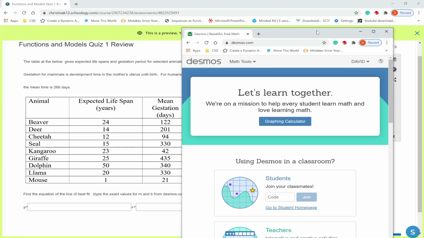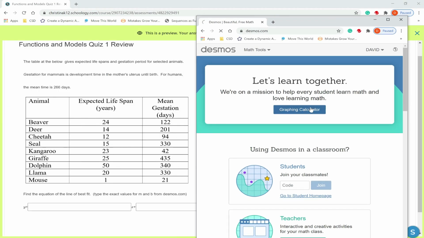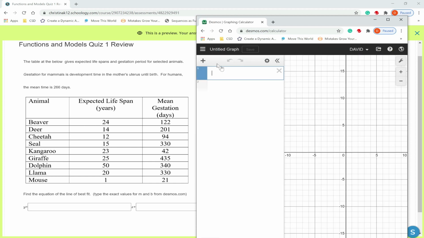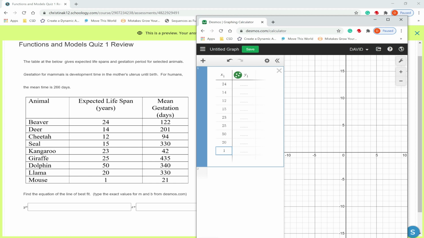So let's shrink our screen down and go to our graphing calculator. We're going to hit the plus sign and hit add a table. In X1, we're going to enter all the expected lifespans, and in Y1, we're going to enter all the mean gestation periods. So we're going to type in 24, 14, 12, 15, 23, 25, 50, 20, and 1.